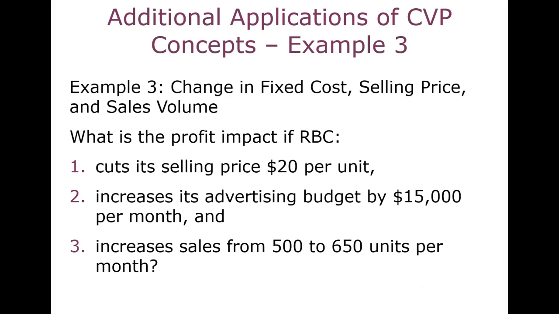Let's make another change. Let's cut the selling price to $20 per unit. And here's one of the assumptions I talked about at the very beginning, where we assume the selling price is the same. It is the same until we decide to change it. Same way with the variable expenses in the last example. Okay, so let's cut the selling price $20 per unit, increase advertising by $15,000, and that will increase sales from 500 to a nice jump to 650. So will this increase in the number of units that we sell more than offset the lowering of the price per unit and the increase in the advertising cost?